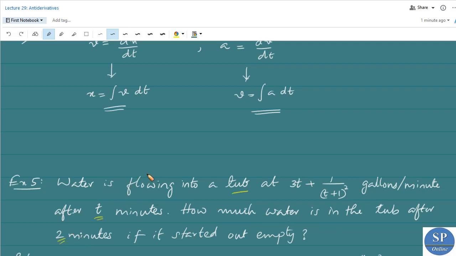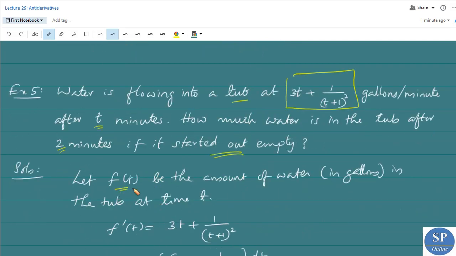Here we are given that the water is flowing into the tub at a rate of (3t plus 1) by (t plus 1) whole square gallons per minute. Also we are given that it is empty at the starting time. So here let f of t be the amount of water in gallons in the tub at time t. We are given that water is flowing into the tub at this rate in gallons per minute after t minutes.